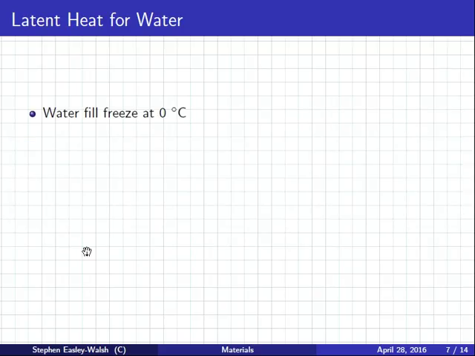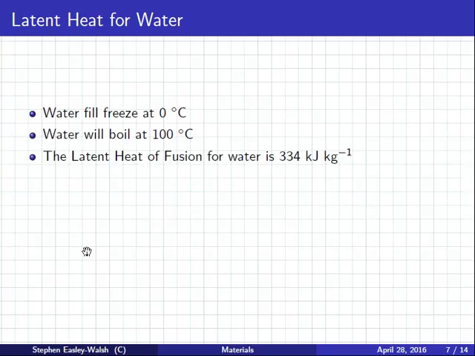So, just to be clear about something here, water will freeze at 0 and water will boil at 100. You know this. Now time for some values. The latent heat of fusion for water is 334 kilo. Please remember the kilo. So it's 334,000 joules per kilogram. So that's for water, which you'll need for today. No, they'll give it to you in the exam, but you'll need them for the questions.